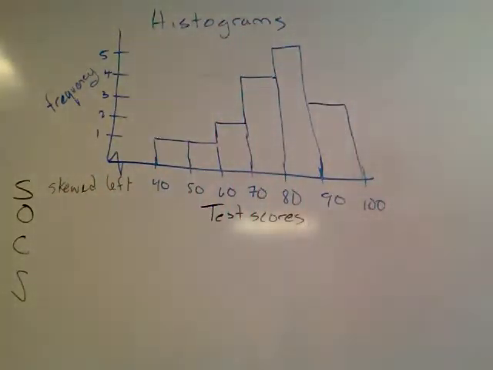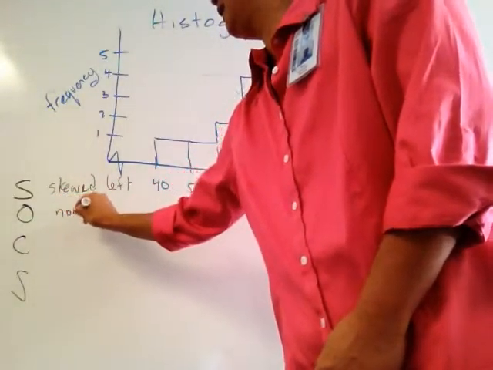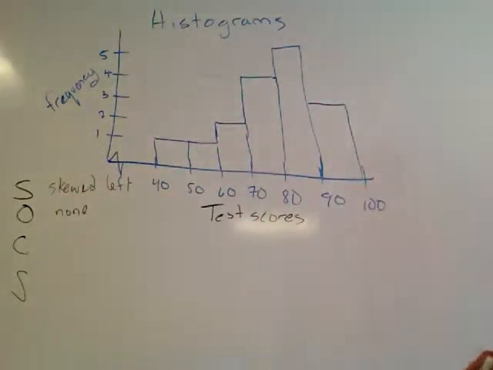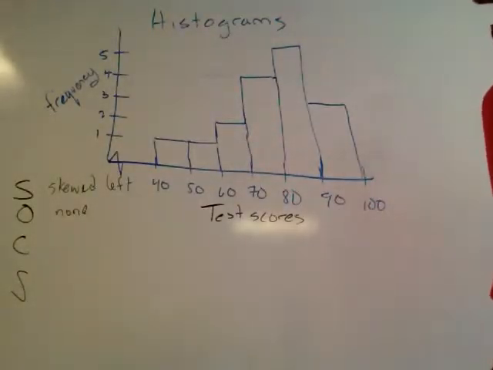The O stands for outliers. There doesn't appear to be any, so I'm going to just go ahead and write none. The center I'm going to skip, and we're going to talk about that next. But first I'd like to talk about the last S, which is spread.